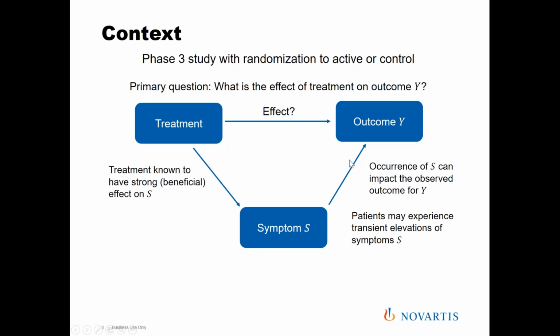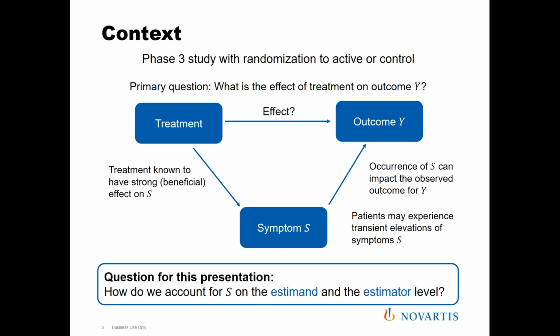And what we also knew beforehand and was subsequently confirmed in this trial is that the treatment itself has a strong beneficial effect on these symptoms S. So you take the active treatment and the rate of symptoms would go down. And so the question for this presentation is, how do we account for these symptoms S at the level of the estimand and the estimator?